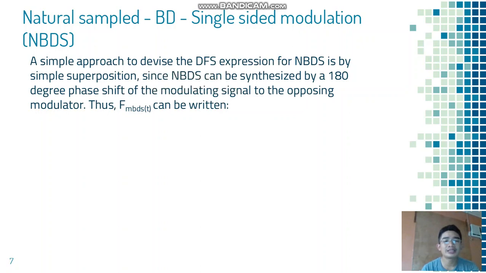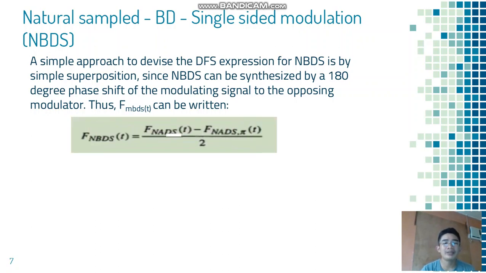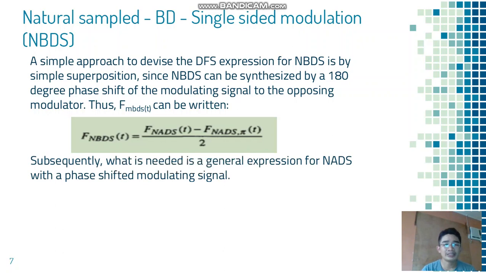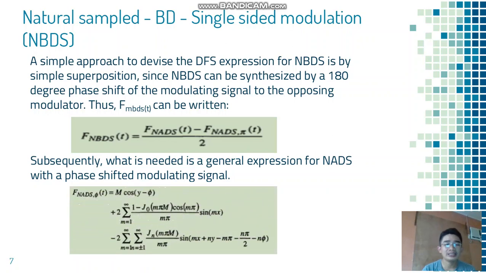A simple approach to devise the DF expression of NBDS is by simple superposition, since NBDS can be synthesized by a 180 degree phase shift of the modulating signal to the opposing modulator. Thus, NBDS(t) can be written as f_NBDS(t) = f_NADS(t) minus f_NADS(t + π/2). Subsequently, what is needed is the general expression of NADS by the phase shifted modulation signal? This is how it formulates.